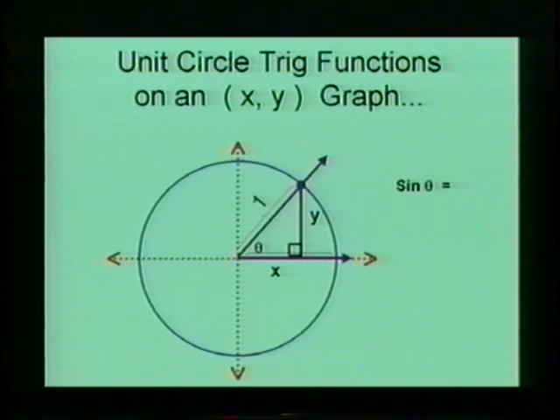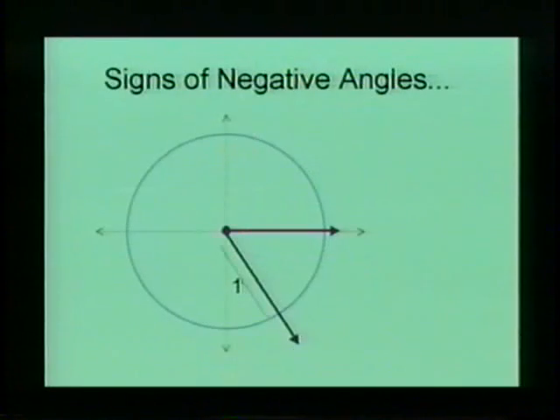Well, the sine, in terms of x and y, sine being opposite over hypotenuse, could be defined as y over 1. Cosine is adjacent leg over hypotenuse, which would be x over 1. You already knew that.